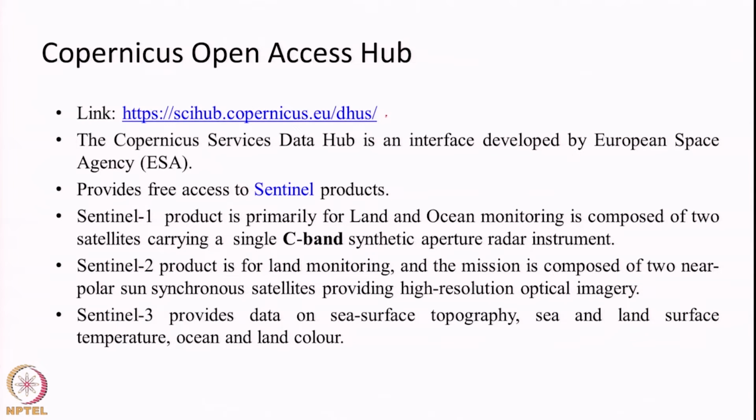So, again the website address is given here. The Copernicus Data Hub is an interface developed by the European Space Agency, and it provides free access to Sentinel products. So, Sentinel-1 SAR data, Sentinel-2 optical data, Sentinel-3 provides sea surface topography, land surface temperature, and also thermal and altimeter data, all these things. All these data are available from this Copernicus open access hub.